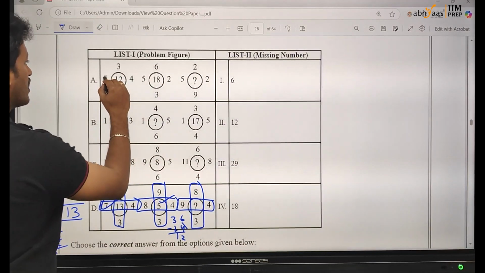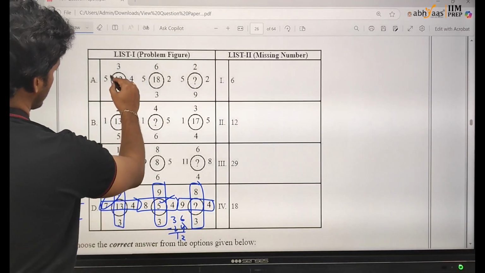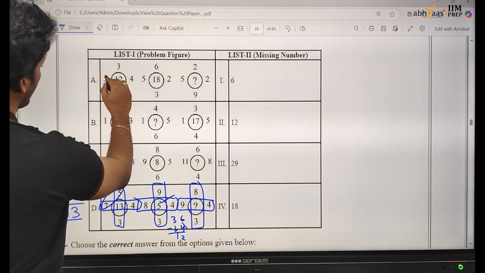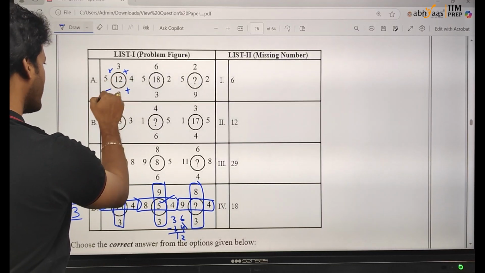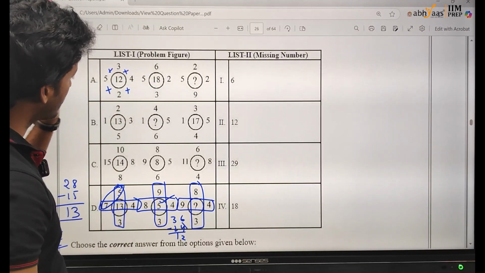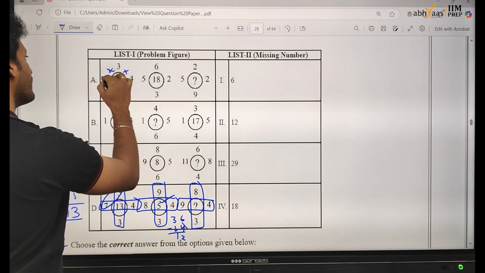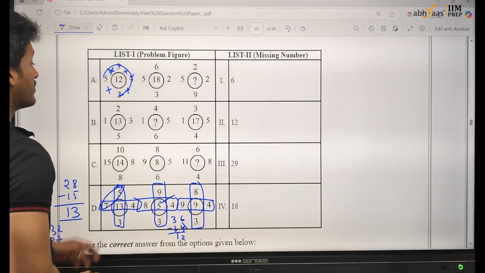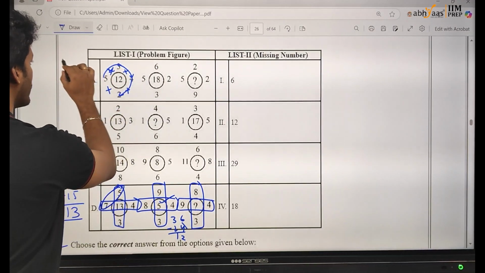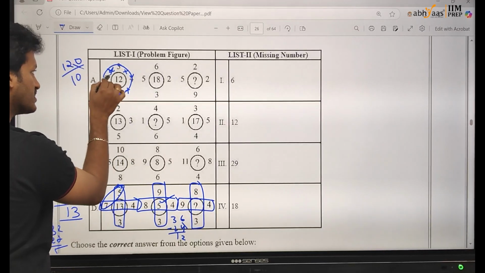See here, 5 3 4 and 2. So what is the logic here? Let's add everything. 5 plus 3, 3 plus 4, 4 plus 2, 5 plus 2. Am I getting any number near to 12? No. So let's multiply them. 5 3 is 15, 15 4 is 60, 60 2 is 120. If I divide 120 by 10, the answer is 12.